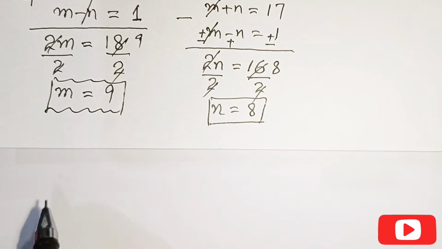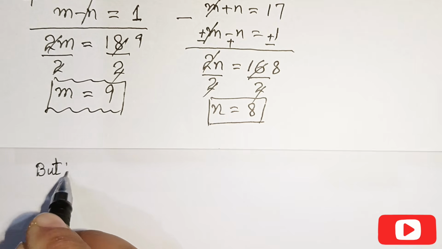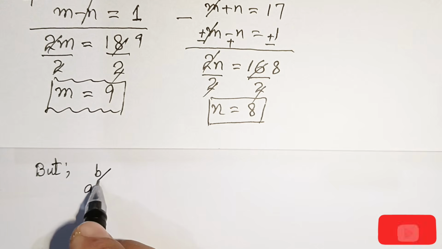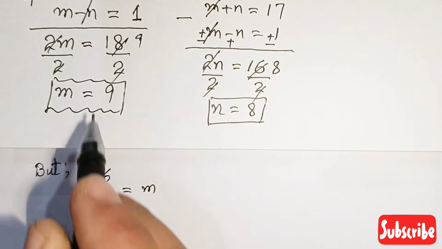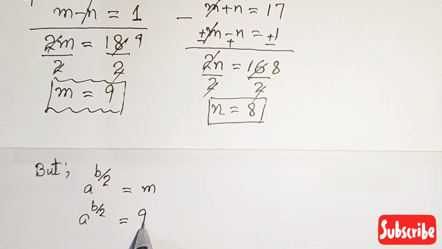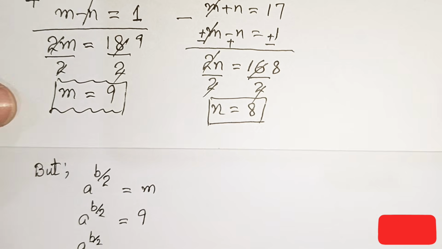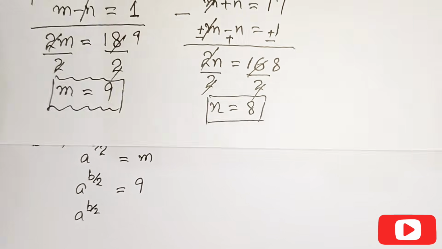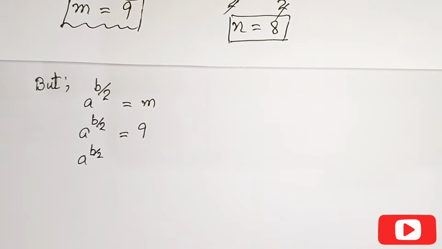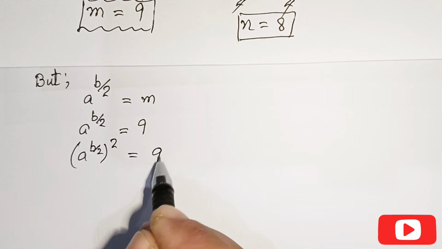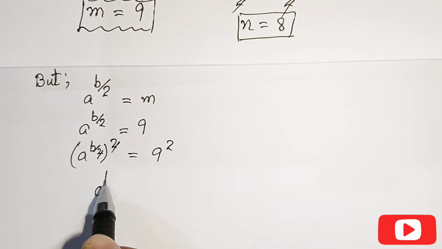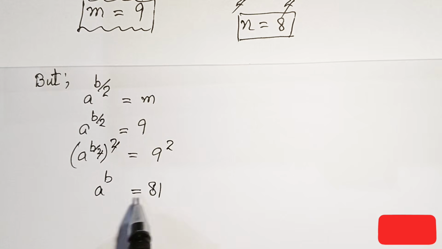Here m is equal to 9, but we know that according to our supposition we have a to the power b over 2 is equal to m, and comparing these two equations, we get a to the power b over 2 is equal to 9. So now if we square both sides, we get a to the power b over 2 whole squared is equal to 9 squared. Then cancelling 2 with 2, we get a to the power b is equal to 81.